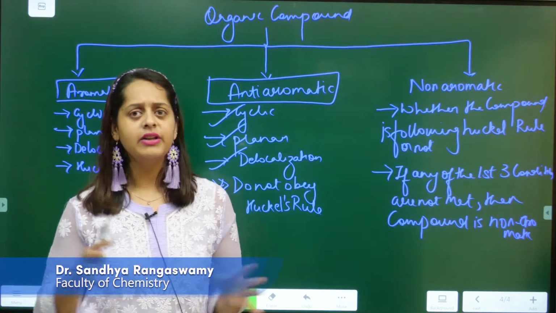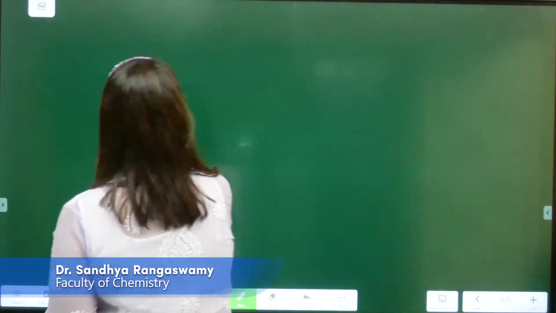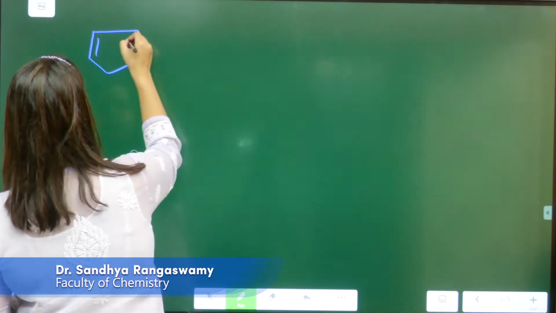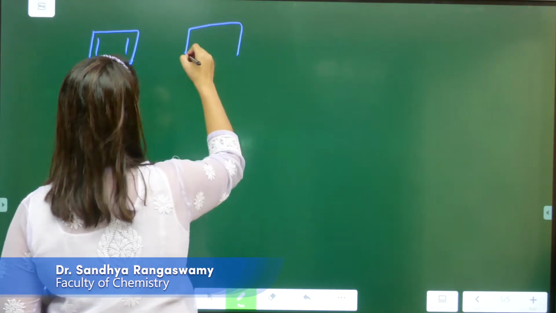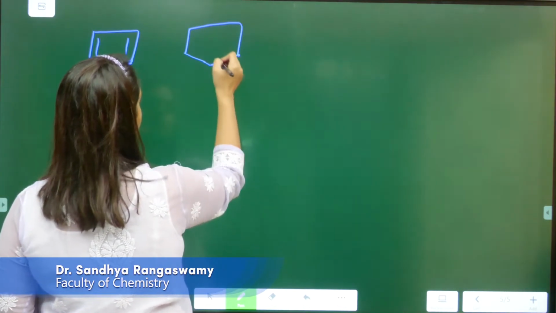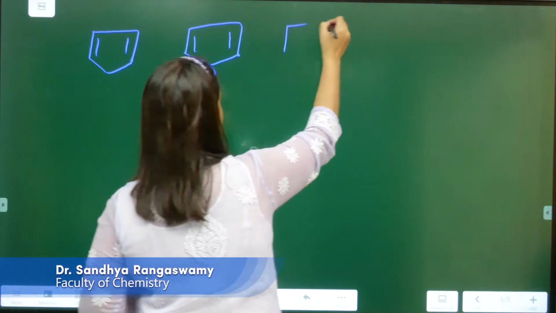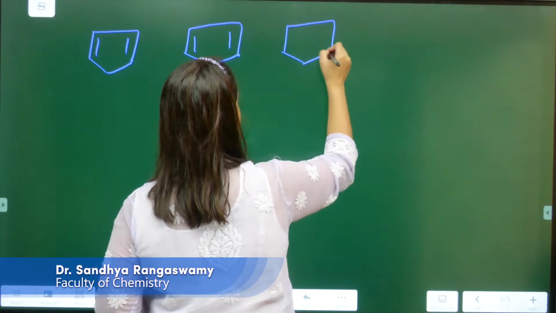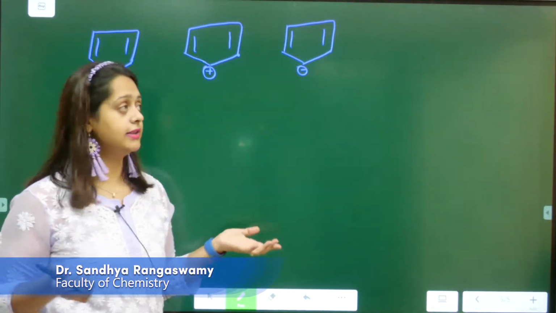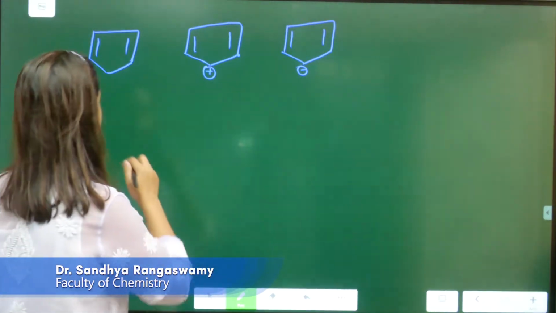Let's see an example and be very sure how we are dealing with things. Let's say I have been given three compounds and I need to classify them as anti-aromatic, non-aromatic and aromatic. So these are the three compounds given to me. When these are given to me, I need to see individually what the condition is. So let's go via the first one.